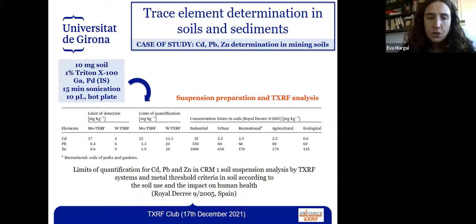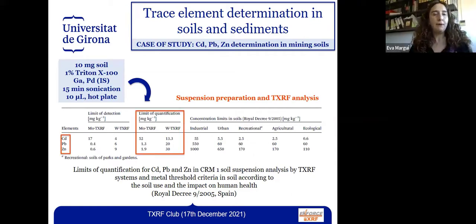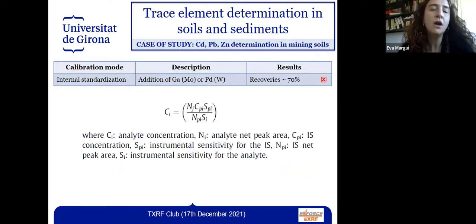Regarding the instrumentation, we saw the limits of quantification obtained using the preparation that is shown in the slide. We obtain better limits of quantification for lead and zinc using the molybdenum system, but the limits of quantification for cadmium were better in the tungsten, because in this system we can determine the cadmium using the K-alpha line. Regarding the quantification procedure, first of all, we apply the conventional internal standardization with the addition of gallium or palladium as internal standard.